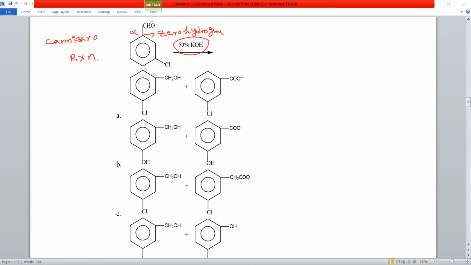In the Cannizzaro reaction, what will happen? The aldehyde, CHO, is converted into a COO minus Na plus salt. Sorry, here it is given as K plus, right? K plus, this is one salt, and the other will be the alcohol formation, CH2OH. These are the products we'll get, salt as well as alcohol.